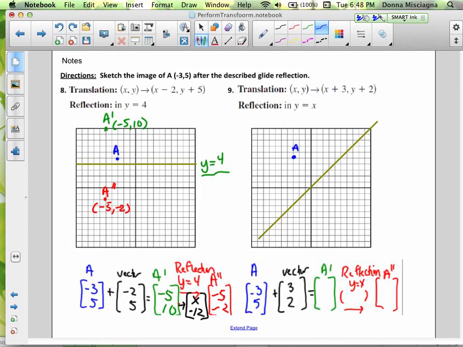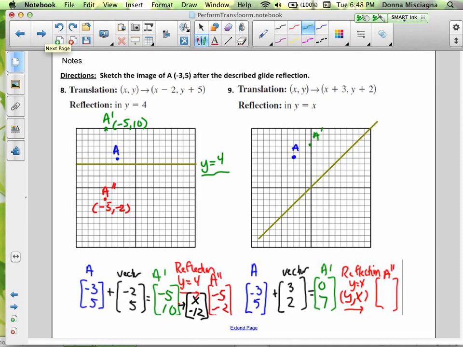There's A, where we are translating according to the vector: xy becomes x plus 3, y plus 2, meaning we're going to add 3 to the x's, 2 to the y's. And then we're going to be reflecting over the line y equals x. Remember, when we reflect over the line y equals x, we simply switch the x and the y. So A prime is going to be 0, 7. That's going to be 1, 2, 3, 4, 5, 6, 7, right there, and that's A prime.